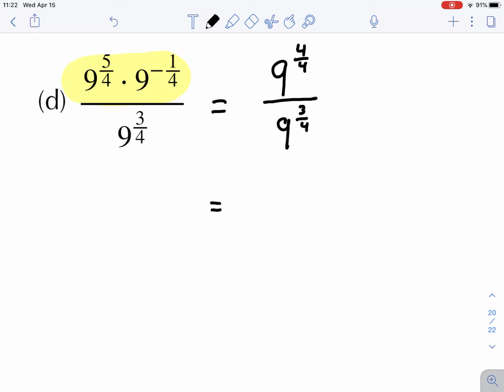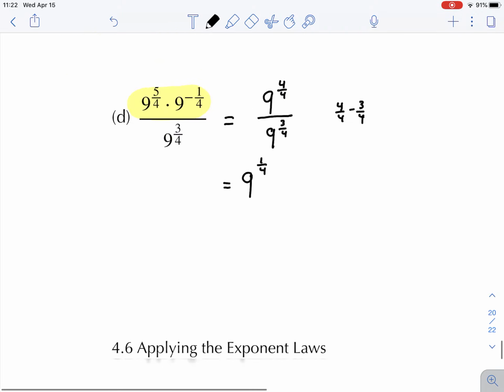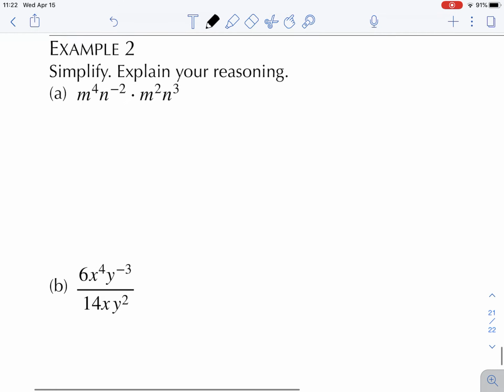Now we have a power divided by a power. So we're going to subtract the exponents. So we're going to do 4 over 4, take away 3 over 4, which is equal to 1 over 4. So our final answer is going to be 9 to the power of 1 over 4. And that's our question simplified as far as possible.